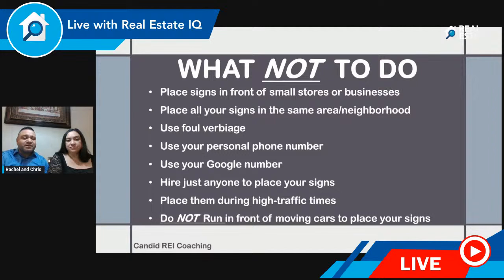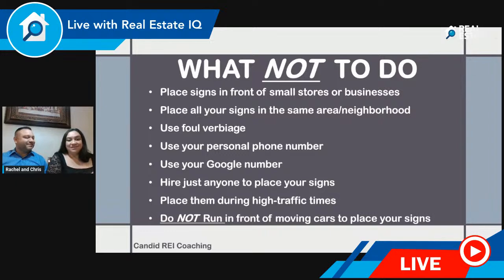Before we continue, these are things that you shouldn't do. We just didn't want to put "do not," but these are things that you shouldn't do. So you can put out signs in the same neighborhood, but you don't want to put out 100 in just one area. I think what we meant to say is, don't put 2 or 3 or 4 in the same intersection, spread out the wealth.